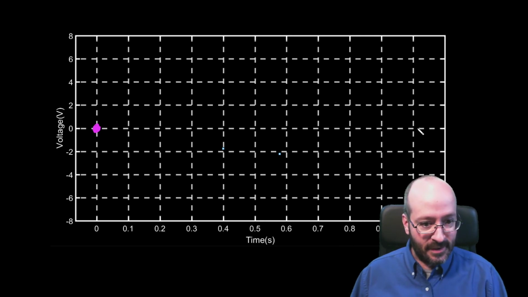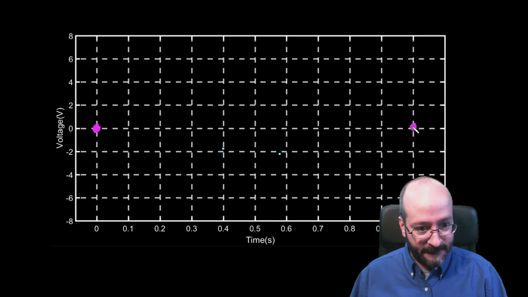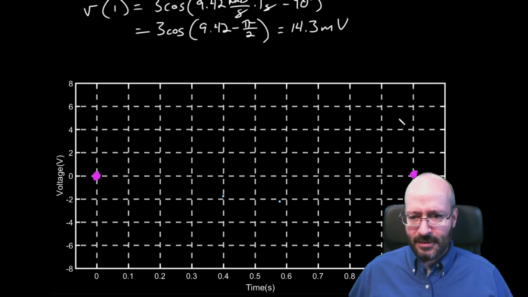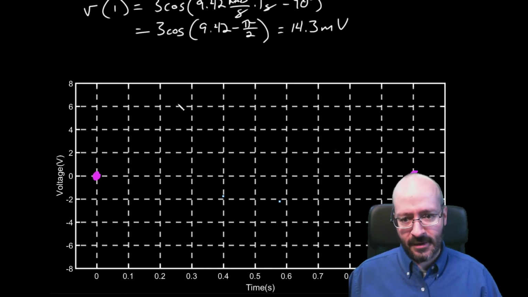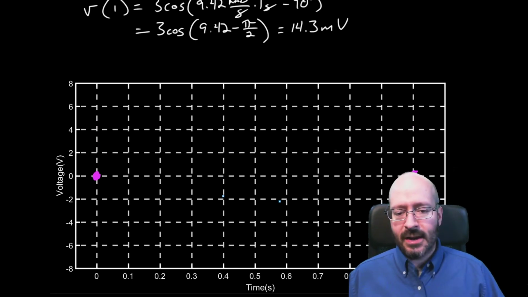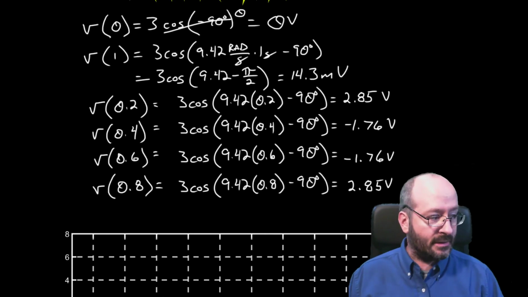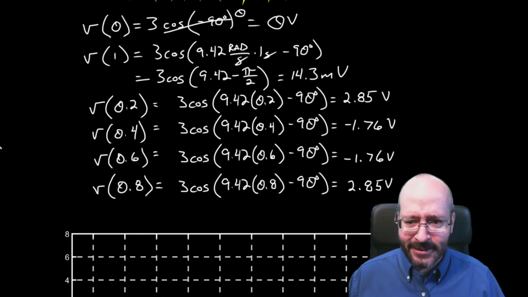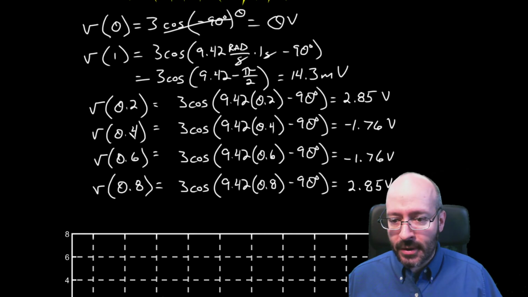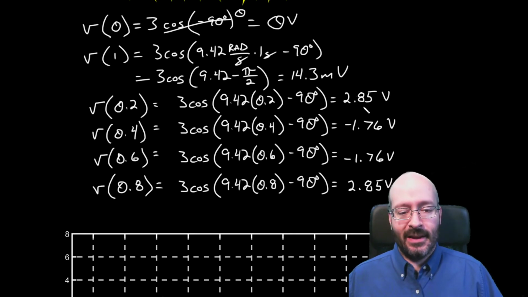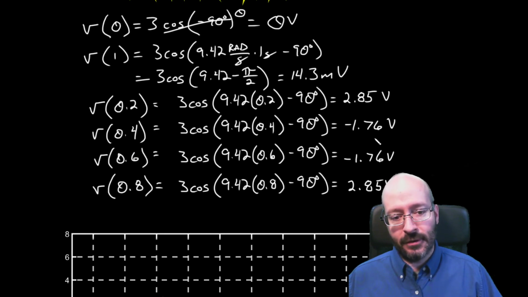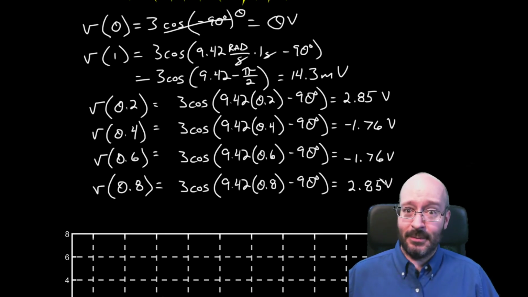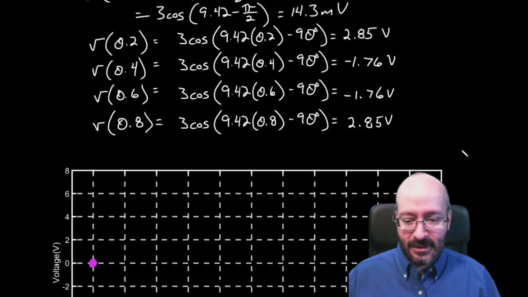Right? So I'm going to come over here, and it's going to be somewhere in this neighborhood over there. What other times could we work out here? Okay, I'm gonna plop down 4 more points, but I'm gonna do that without you having to watch me fumble with a calculator. Hold on, folks. It's like magic. I love it every time I do it. Cuts out all the tedious stuff, hopefully, and doesn't hurt your understanding. So we're plugging in 0.2, 0.4, 0.6, 0.8, and I got these values out here, 2.85 volts, negative 1.76 volts, and it looks like we have some symmetry going on. Good stuff.